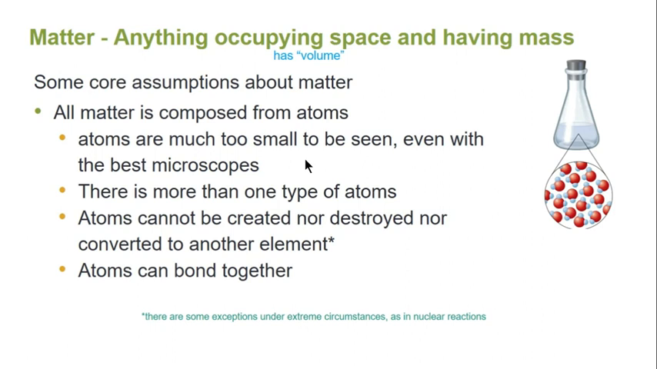We're going to start off with a few basic things that I hope we're going to agree on. One, all matter is composed of atoms, and the atoms are much too small to be seen. Even with our very best microscopes, we have to use some indirect methods to see atoms. And there's more than one type of atom. We have oxygen atoms, we have carbon atoms.